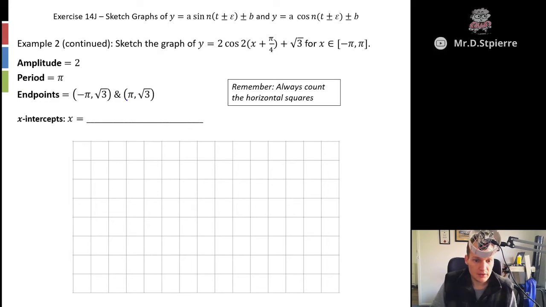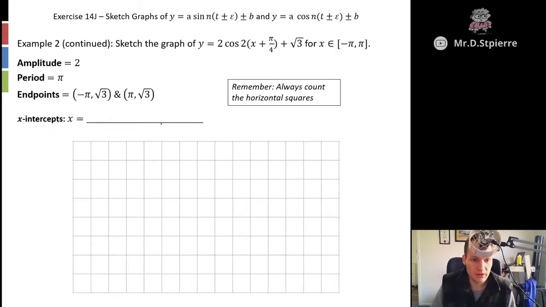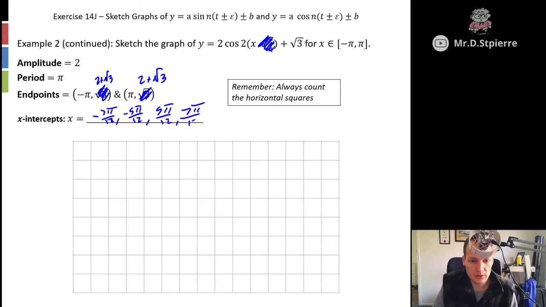Right, okay, so need to update some of the information. That was 2 plus root 3 for the endpoints. 2 plus root 3. The x-intercepts were negative 7 pi on 12, negative 5 pi on 12, 5 pi on 12, 7 pi on 12.